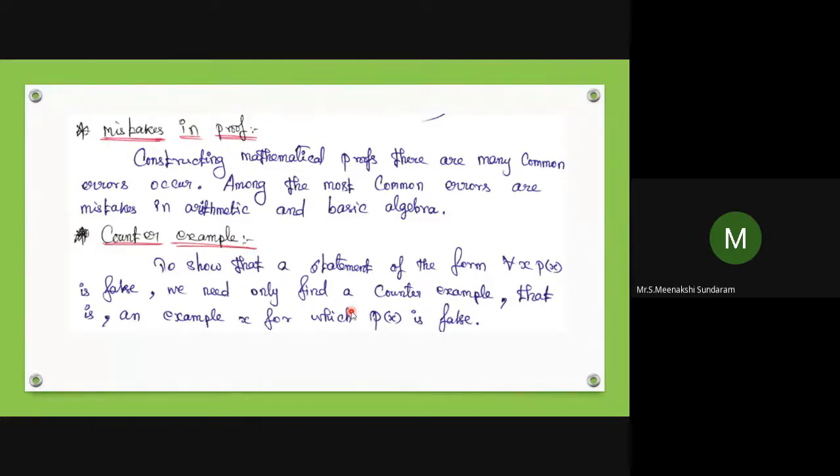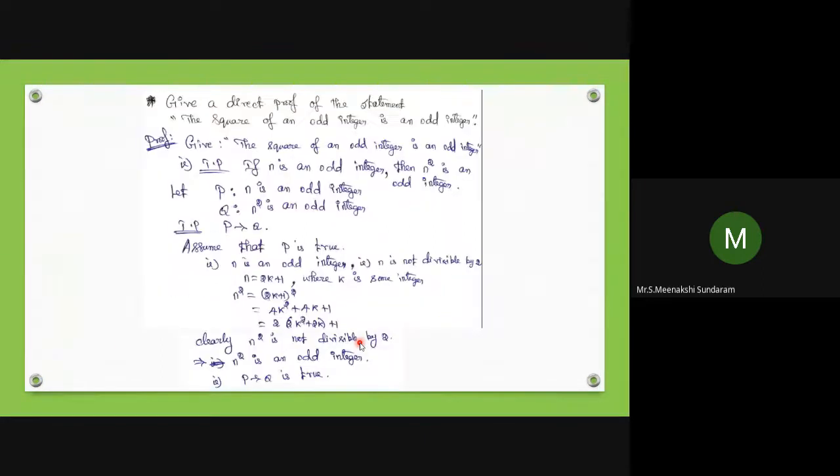That is a counter example to show that a statement of the form "for all x, P of x" is false. To show that "for all x, P of x" is false, we need only find a counter example. Only one example is enough. If it is not satisfied, the for-all statement is not true. That is, an example x for which P of x is false. That is a counter example. So these are the proofs we can give.